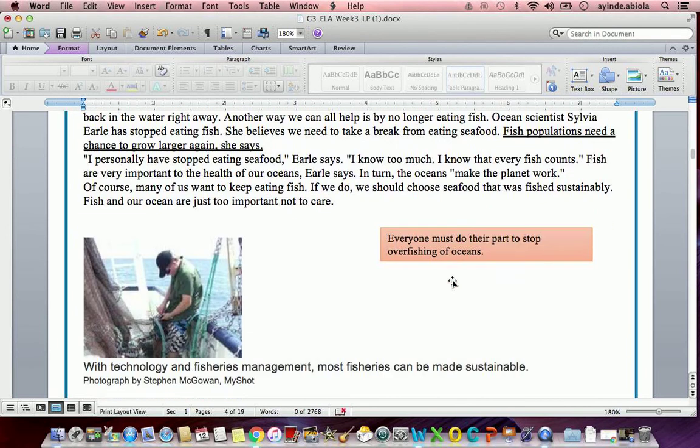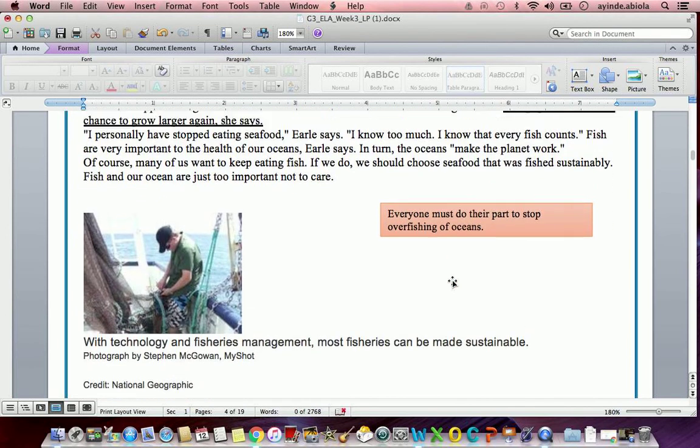Let's see if I missed anything. No, okay. So I have one clarifying statement here that I had. It says everyone must do their part to stop overfishing. That's just a thought that I had as I read. It's not directly stated in this paragraph, but it's something that I gathered just from the information that I read.